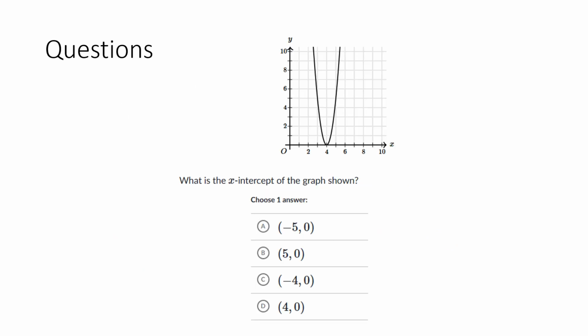Now here's the first question. What is the x-intercept of the graph shown? Please pause the video and solve it. Okay, so the answer is D, because this parabola touches the x-axis at number 4. And the one that correctly represents the coordinates is D, which is 4, 0.